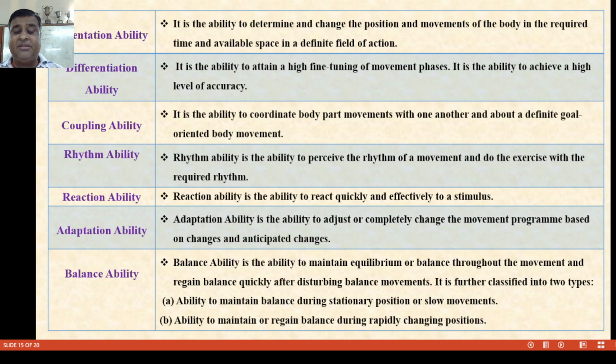It is classified into 2 types: the ability to maintain the balance during a stationary or static position or slow movements, and the ability to maintain or regain the balance during rapid change of position, that is, different types of motion and movements.